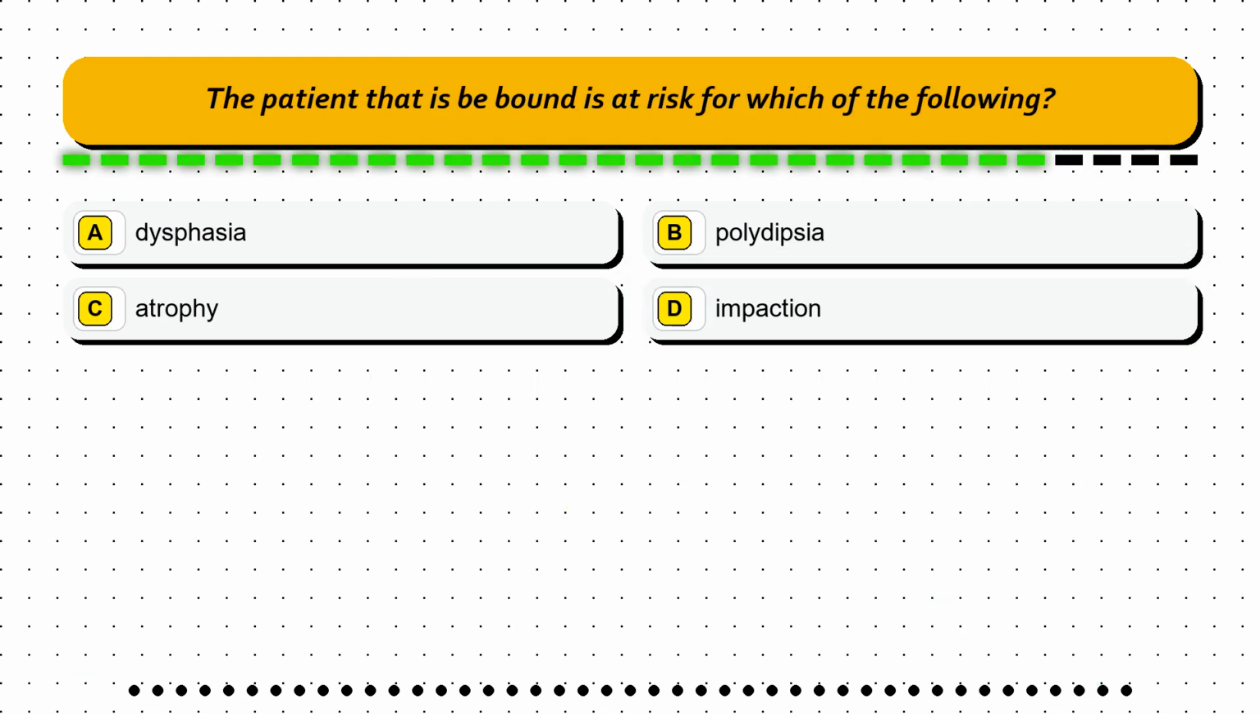Question 27. The patient that is bed-bound is at risk for which of the following? Option A, dysphagia. Option B, polydipsia. Option C, atrophy. Option D, impaction.